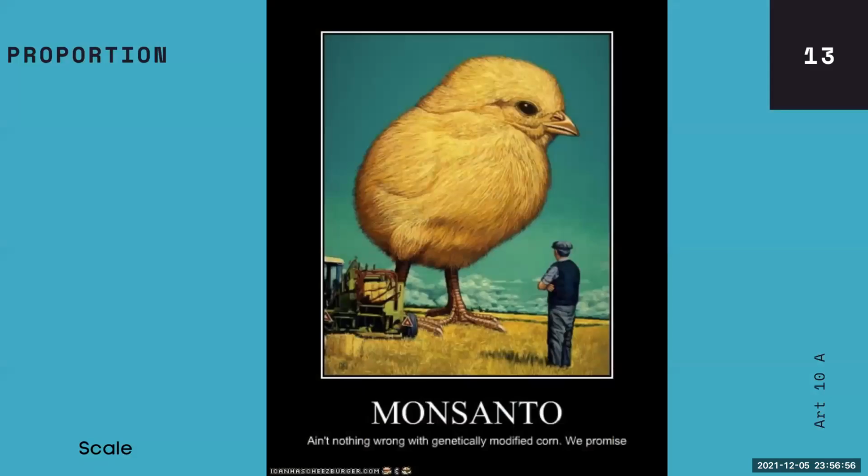Proportion. So proportion has to do with scale. When there is an image, there is a reasonable amount of sizes that are deemed as accurate, but you can use a difference in scale to emphasize ideas or qualities, like we have in this Monsanto poster that talks about genetically modified food, and it's making the connection between the scale of what should be smaller than the actual human to expanding it to be more than life size.